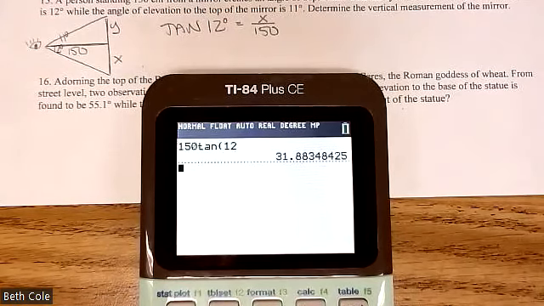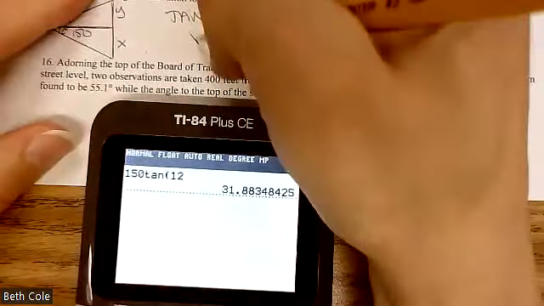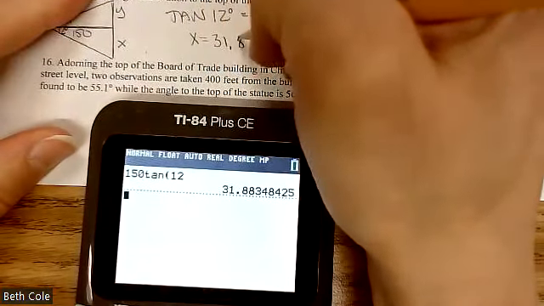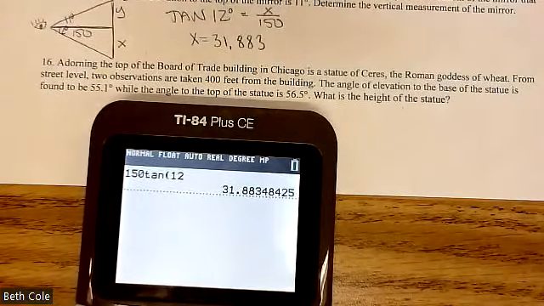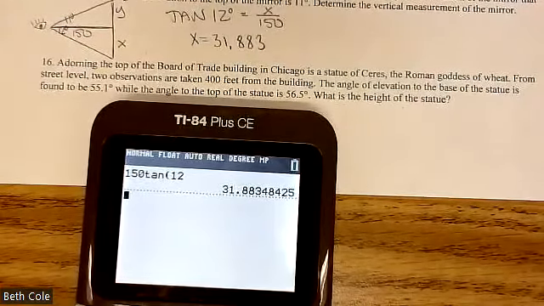Did you get 31 and some change? Okay, so write it on your paper, but you have to capture that. We have to store it because we're not done with the whole problem and we need to do a copy paste. Store alpha A, enter.